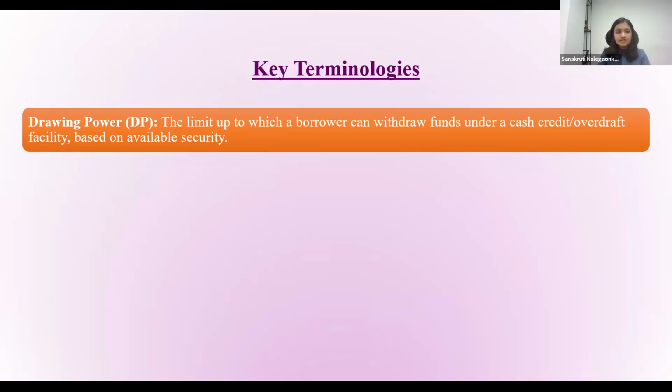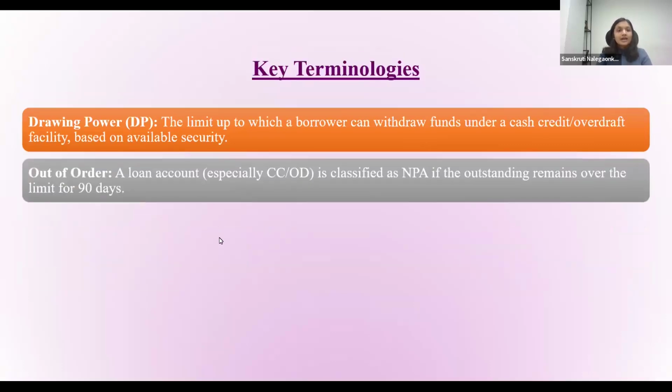The next key terminology is out of order. A cash credit or overdraft account is classified as out of order if any of the following conditions persist for 90 days or more. The first condition is the outstanding balance exceeds the sanctioned limit or drawing power, whichever is lower, or the credits in the account are insufficient to cover the interest due, or the account shows irregular transactions with no significant credit inflow. Since these are independent conditions, meeting any one of them is enough to classify the account as out of order.